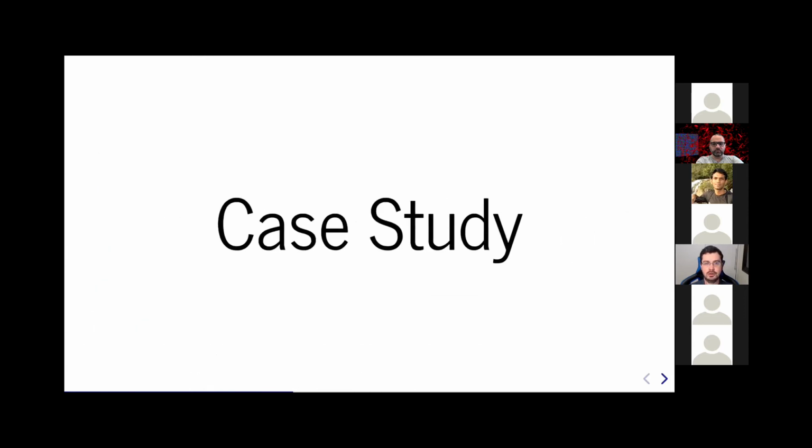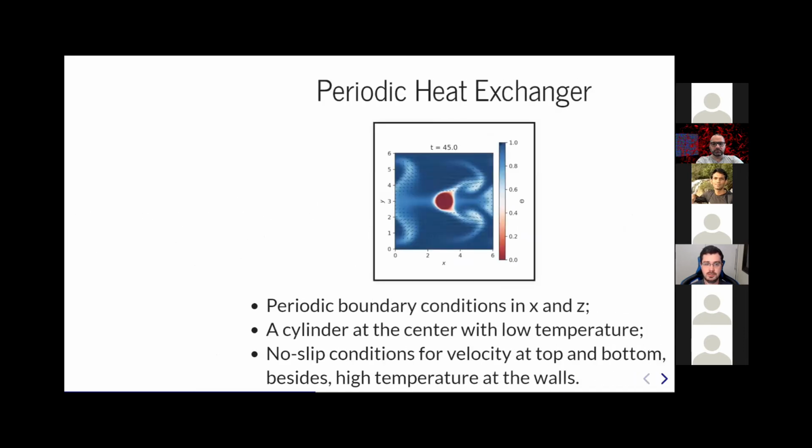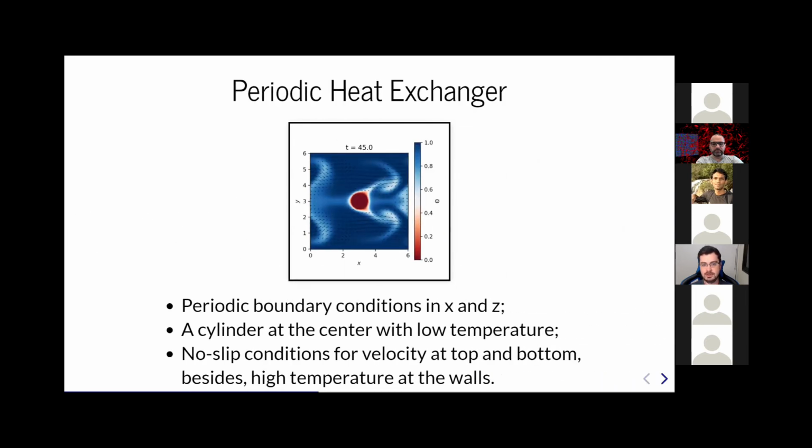For example, we are going to merge the periodic channel and the flow around the cylinder, besides combining it with heat transfer in what I call the periodic heat exchanger. We have periodic boundary conditions here in the streamwise direction, and it's periodic in the spanwise direction as well. The cylinder is located at the center of the domain, and its dimensionless temperature is fixed at 0. We have no-slip boundary condition at the bottom and top walls, and their temperature is fixed at 1. And now we'll see how to code it.